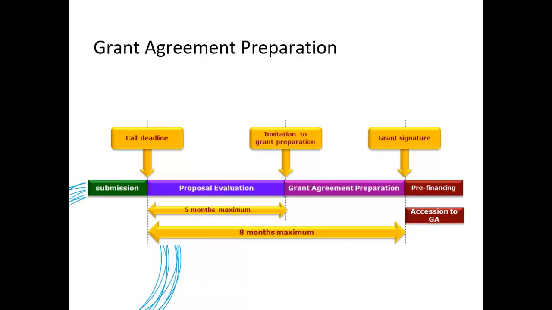Consortium agreements are, of course, important to avoid any issues that might crop up during the running of the project. Then, once the Commission signs the grant agreement, the beneficiaries have to sign the accession to the grant agreement before they can receive any funding from the coordinator.